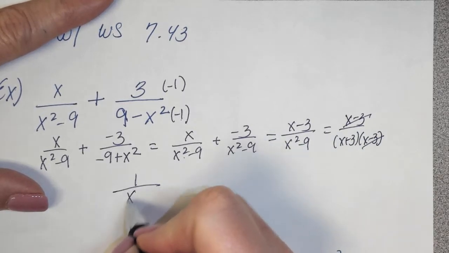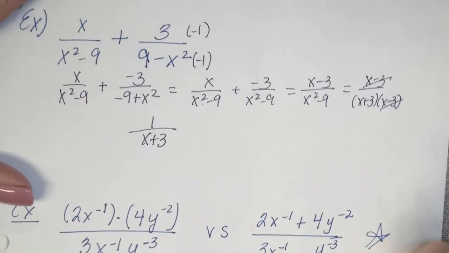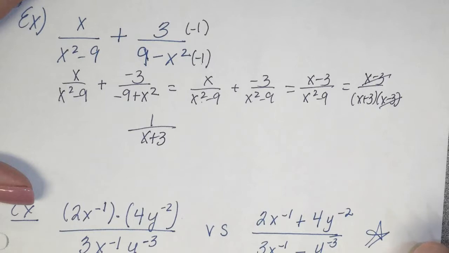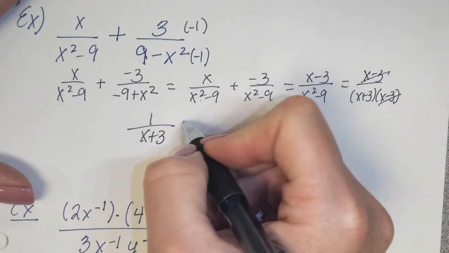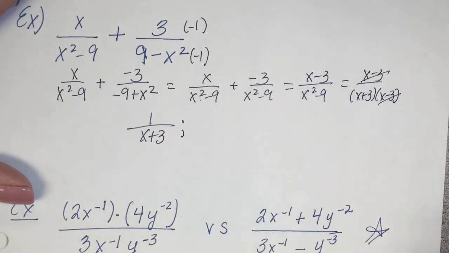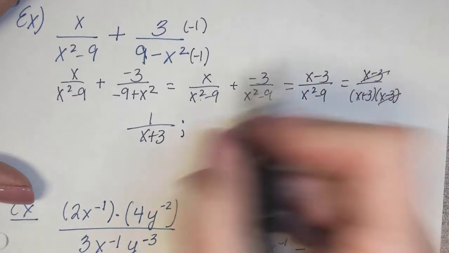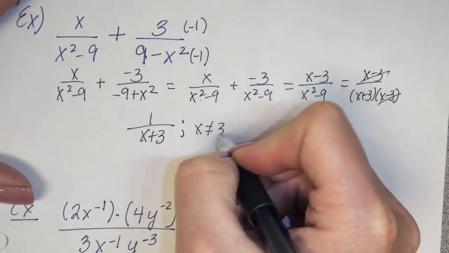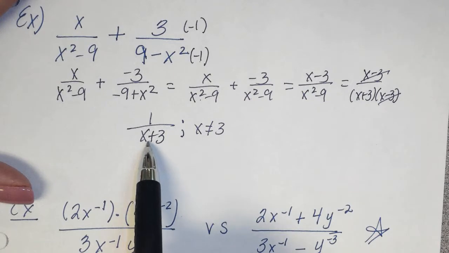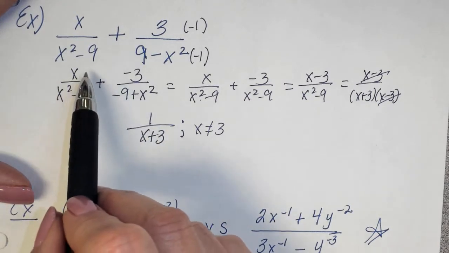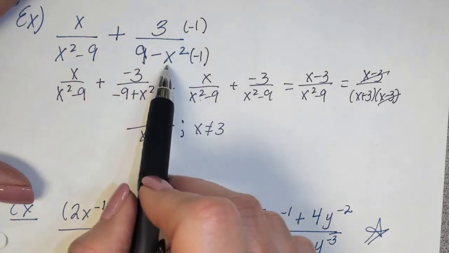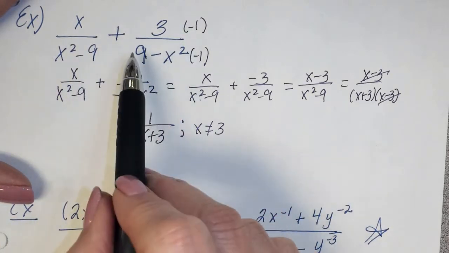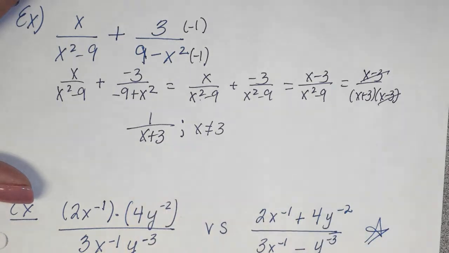So would I just say 1 over x plus 3 is my answer and I'm finished? What else do I need? What's the restriction? X cannot equal 3. Because look, guys, if I plug 3 into this one, I'm going to get 1/6. But if I plug 3 in back here, I'm going to get undefined. So it doesn't have any meaning back here, but it would give me a nice answer here.